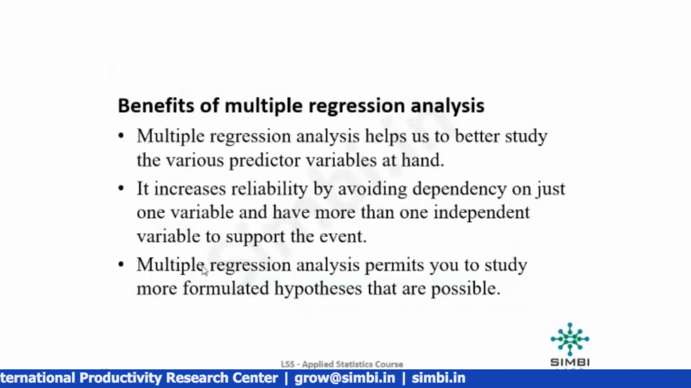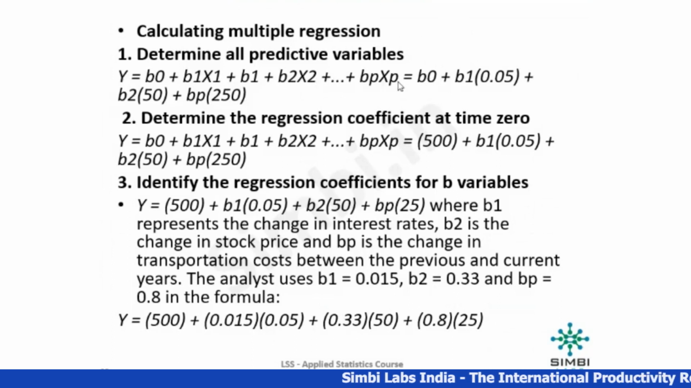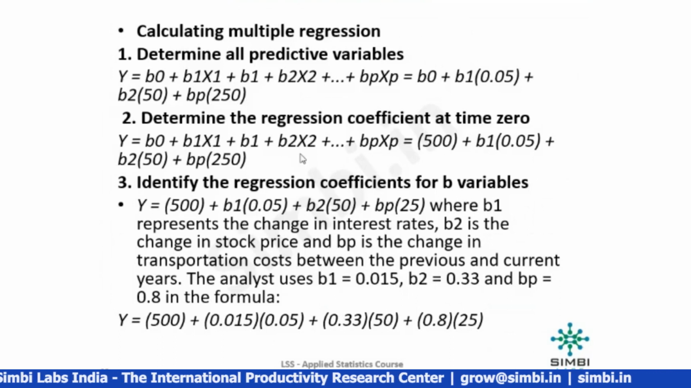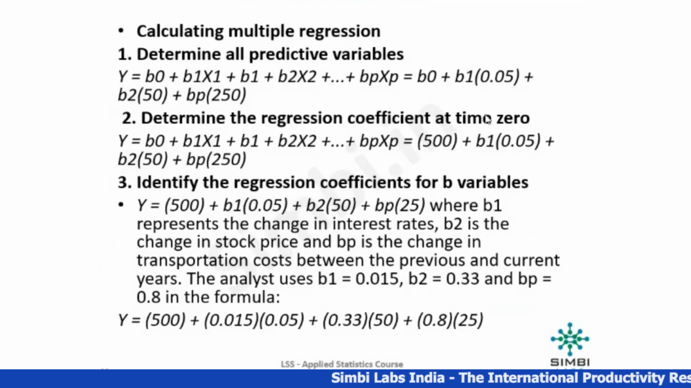So we know the formula for multiple regression analysis. We need to predict the variables by using y equal to b0 plus b1 into x1 plus b2 into x2 and so on. So x1, x2 up to xp are the independent variables, and y is the dependent variable. We need to multiply the independent variable values with the coefficients b1, b2 and add them all. Then we will get the values of the regression coefficients.